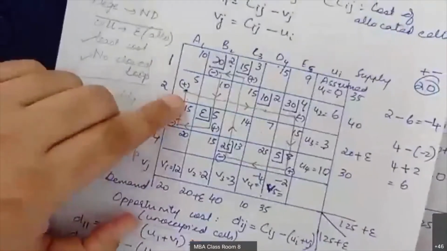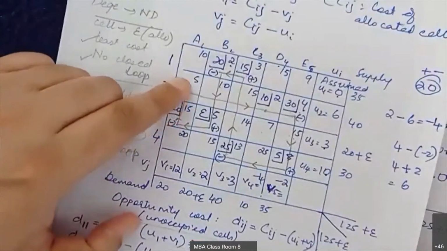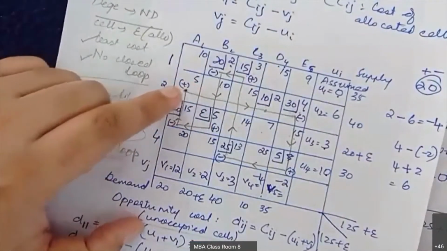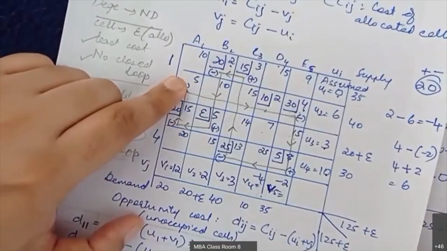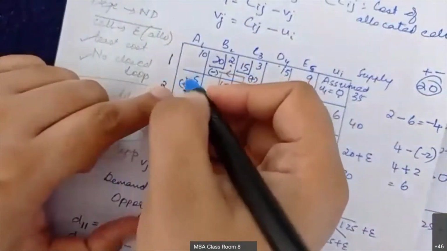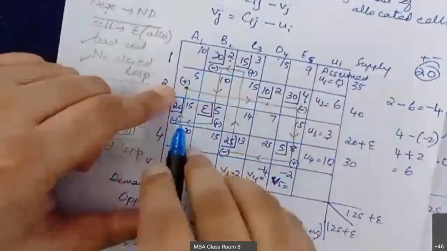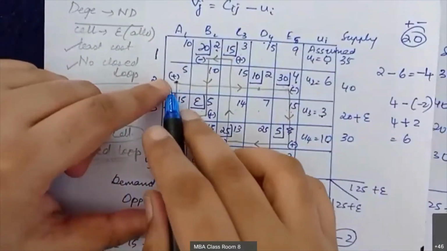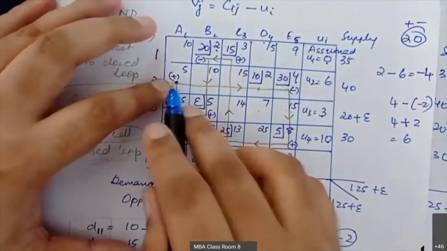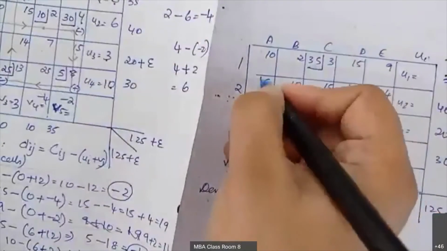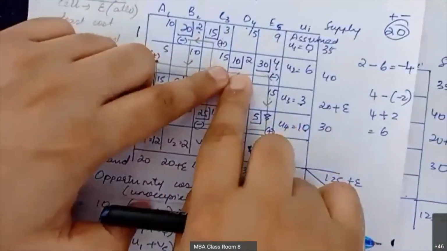Okay, next one, second row. What happens? Here I have a positive sign. I don't have any allocation. This is the cost, don't confuse. I don't have any allocations here because in the small square, there is nothing. So the allocation is 0. So 0 plus 20, that is 20. So I will write 20 here.